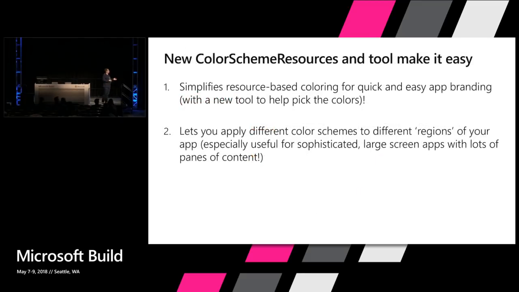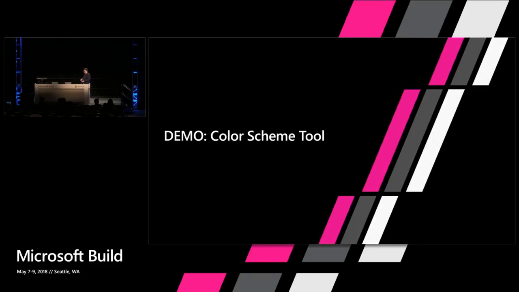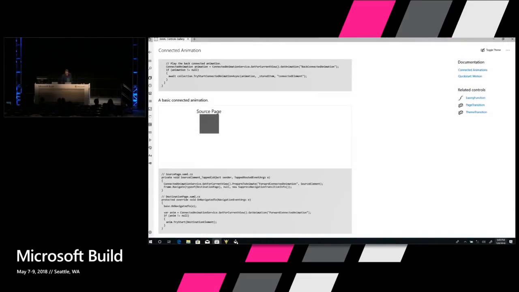And it's called ColorScheme Resources, or that's the tentative name. API names are subject to change this year. This really gives you a much simpler resource-based model for applying colors to your app. And it also supports coloring regions of your app, so you don't have to color the whole app one way. You can have different regions colored different ways. And we're going to also ship a tool this year that makes it really easy for you to take advantage of the ColorScheme resources. And I'd like to show that to you now.